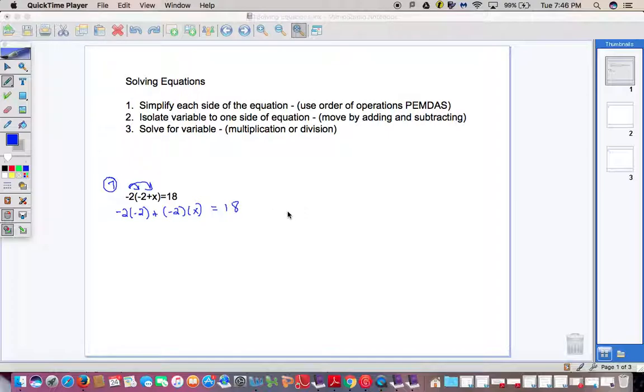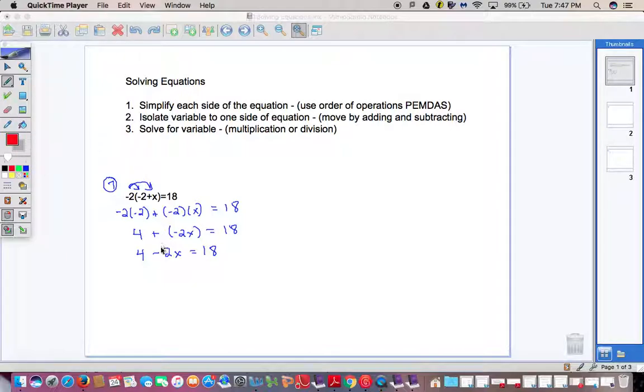Okay, so I still need to work on my left side of the equation. So -2 times -2 is a positive 4, and -2 times x is a -2x, and this equals 18. And I can rewrite this as 4 minus 2x equals 18. Okay, so I have completed step 1. Now step 2 is to isolate my variable to one side of my equation. And isolating it means I need to get it by itself.